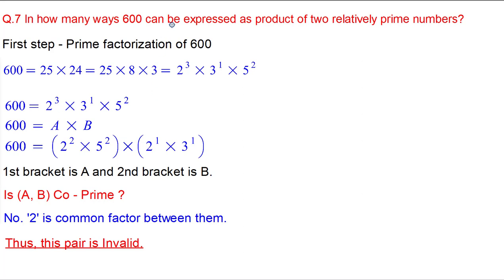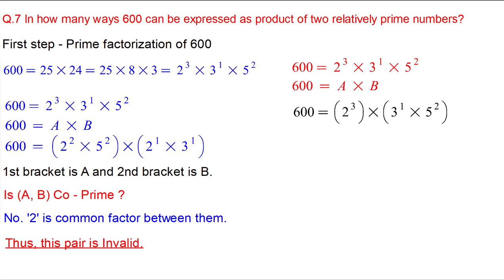So now how can we solve this question? Let's have a look. First of all, let's solve it manually and then we'll look at a formula. 600 is equal to 2 cube into 3 to the power 1 into 5 square. We are supposed to express 600 as a into b, where a and b are a coprime pair. The first possibility is that the value of a is 2 cube and the value of b is 3 to the power 1 into 5 square. Yes, this is a coprime pair.